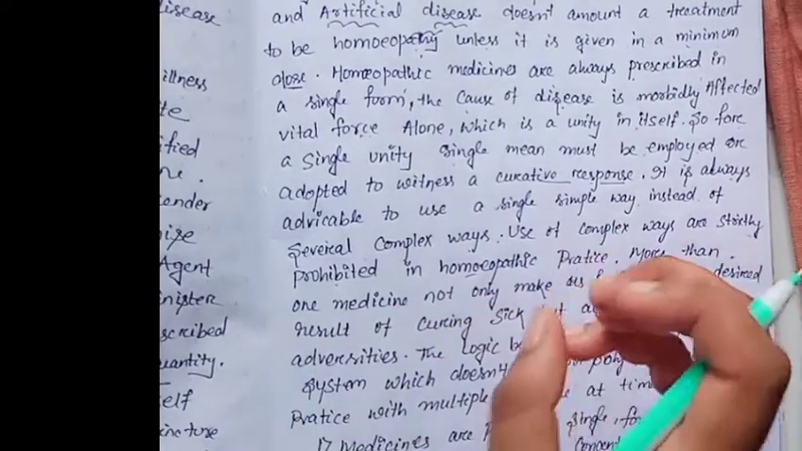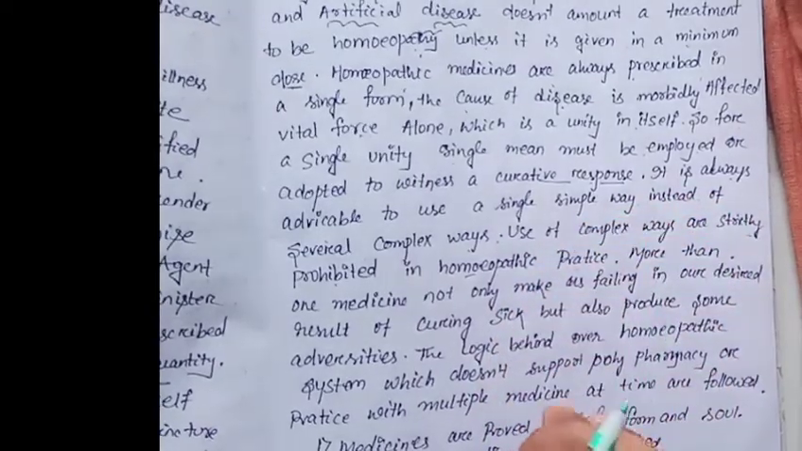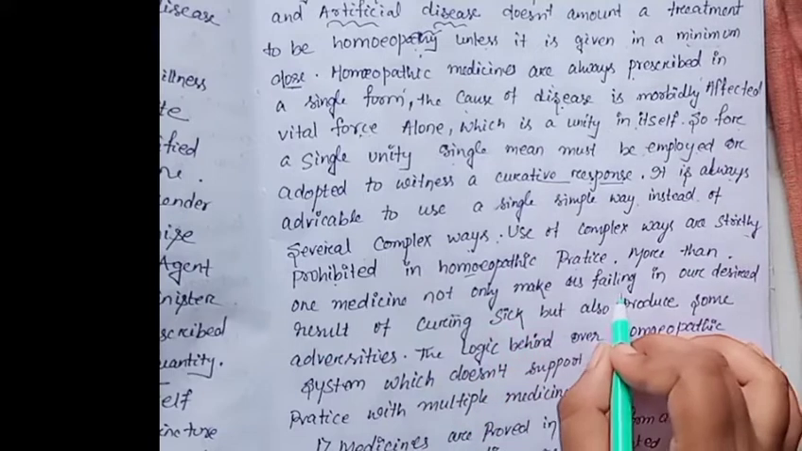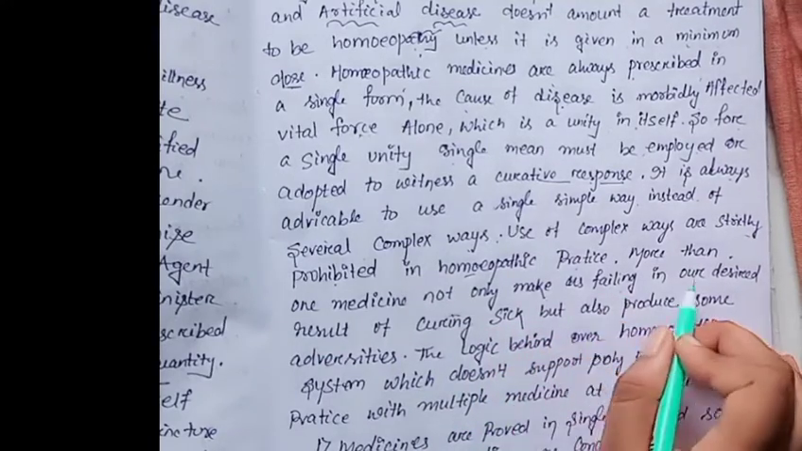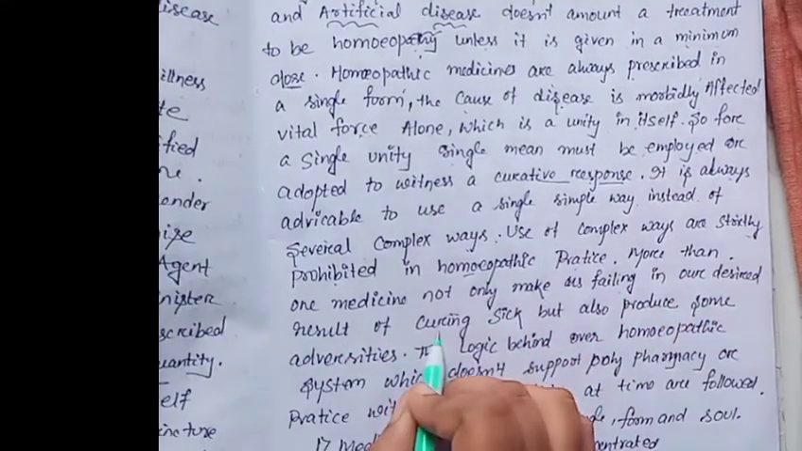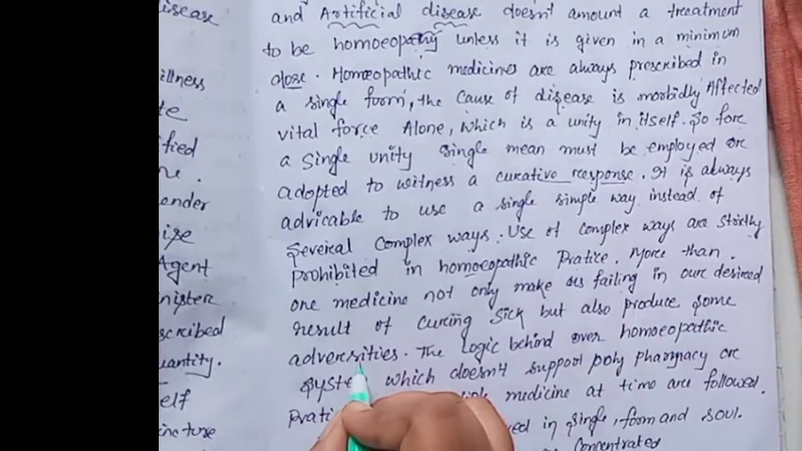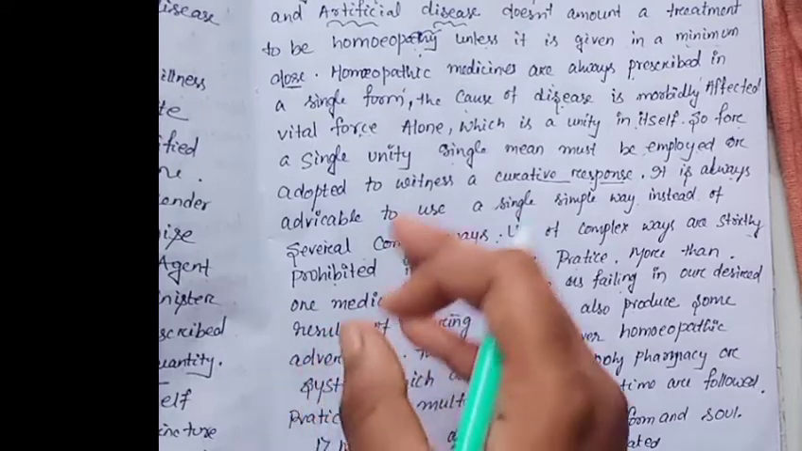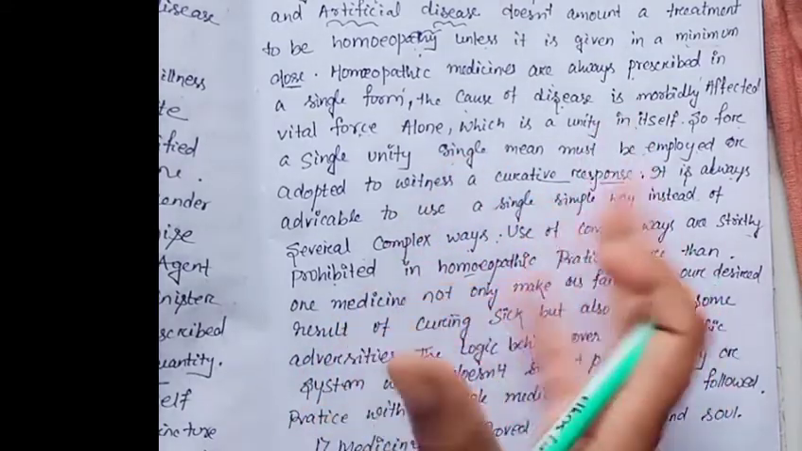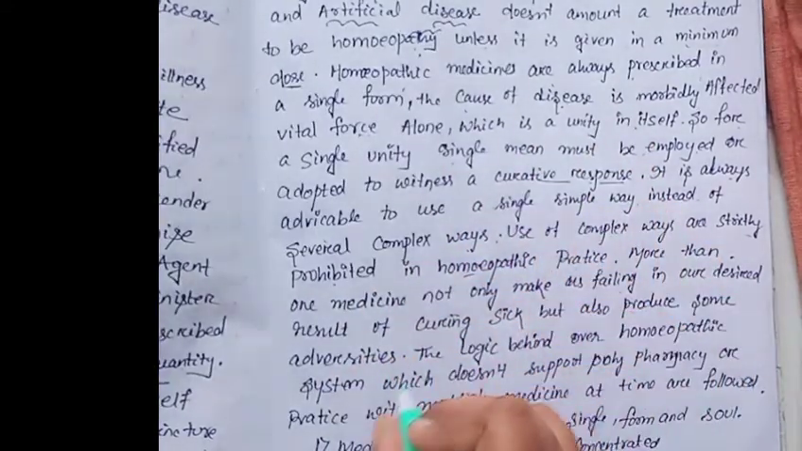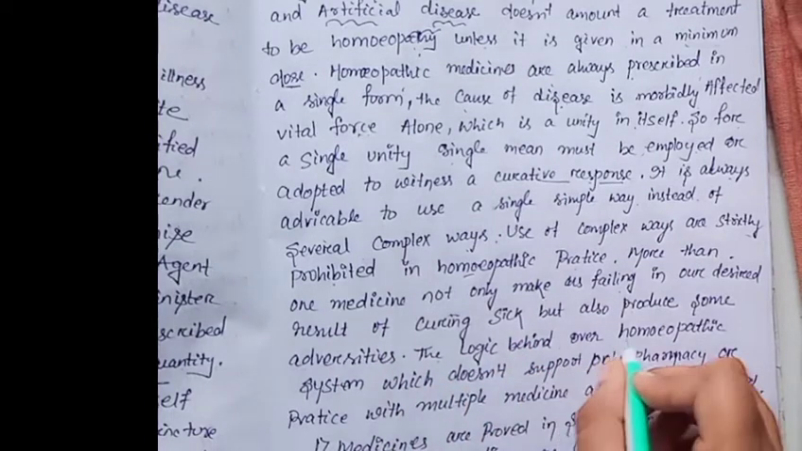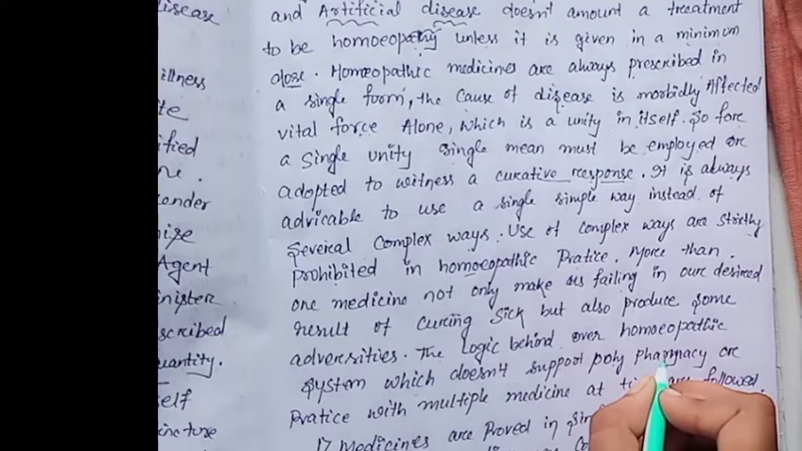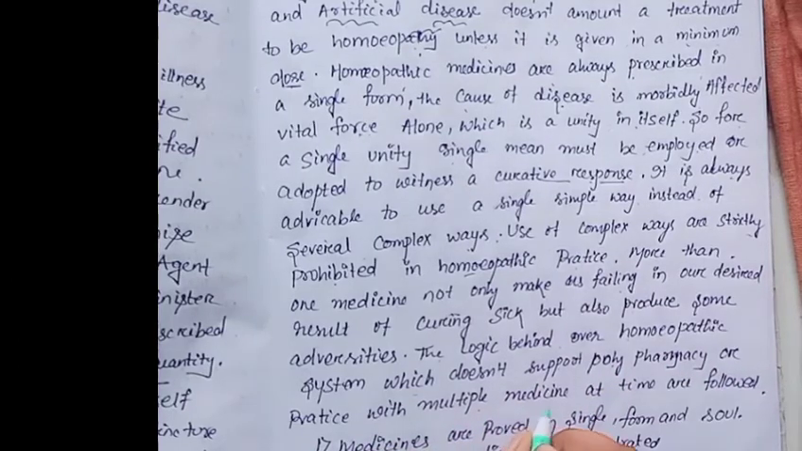Why prohibited? There is a reasonable answer in a later part of the video. More than one medicine may only make us fail in our desired result of curing, but also produce some adversities, meaning side effects can also arise due to this complex medicine given in the homeopathic field. So the logic behind this is that the homeopathic system does not support polypharmacy or the practice of multiple medicines.